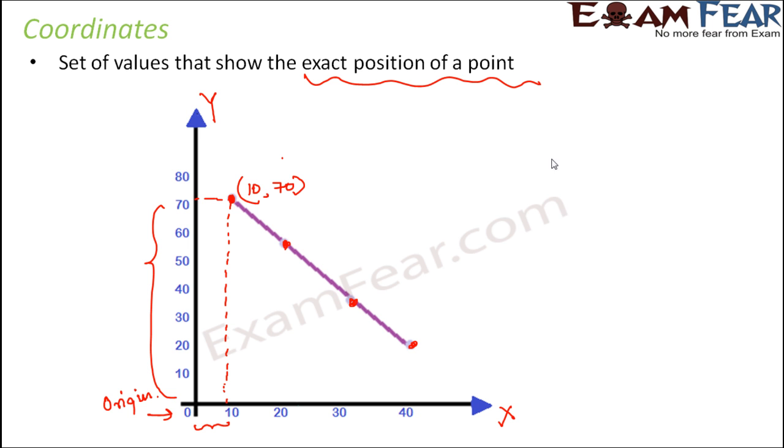Now, normally how is a coordinate represented? In general, it is represented like this, x comma y, where x represents the x coordinate and y represents the y coordinate. Now what do we mean by x coordinate? The x coordinate basically means how far it is from the y axis. Now see, this is very interesting. Let's talk about this point. Let's call this point P. So how far is point P from the y axis?